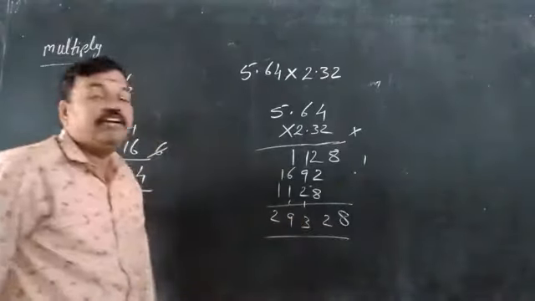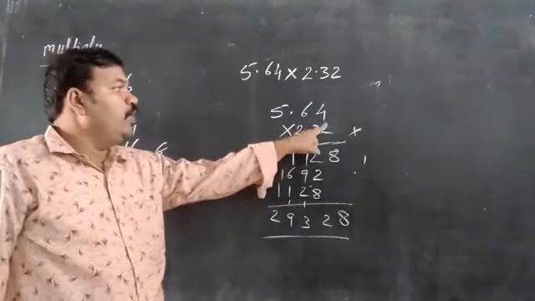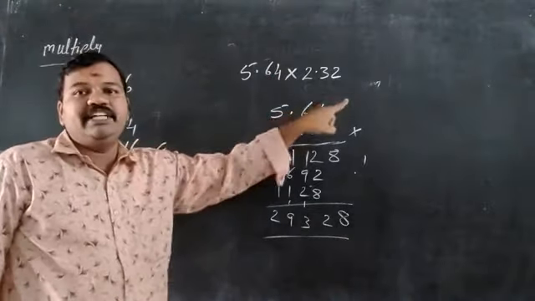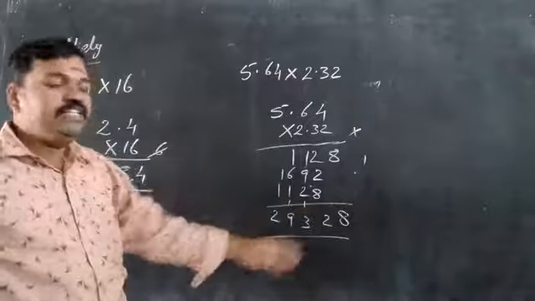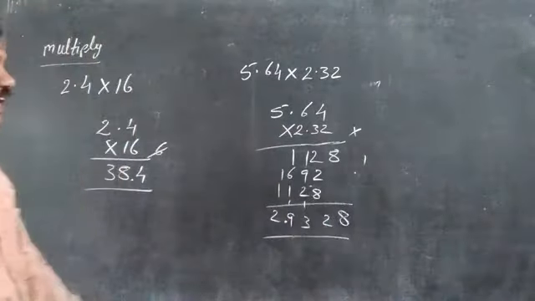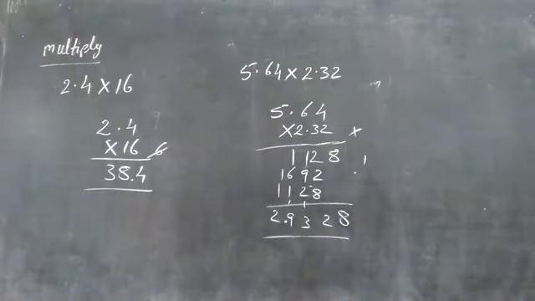After how many digits you have to keep the point? Now multiplication is over. First number is having 2 digits, second number is having 2 digits. Total 4. After 4 digits you have to keep the point: 1, 2, 3, 4. The answer for that sum is 2.9328. Like that we have to do multiplication. First forget about the point and do the multiplication.